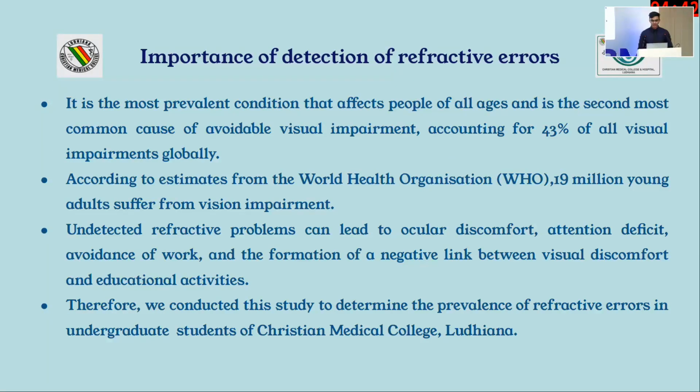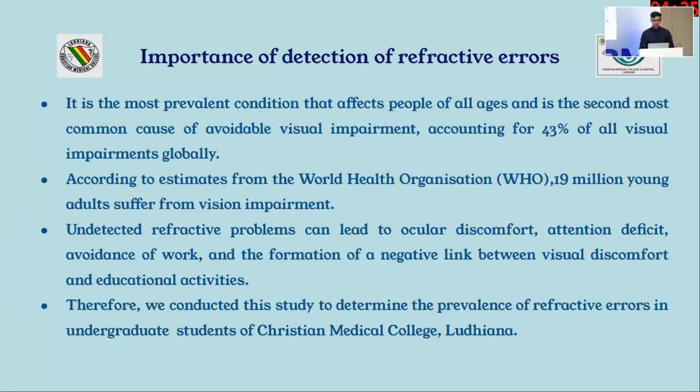Importance of detection of refractive errors. It is the most prevalent condition that affects people of all ages and is the second most common cause of avoidable visual impairment, accounting for 43% of all visual impairments globally. According to estimates from the WHO, 19 million young adults suffer from vision impairment.